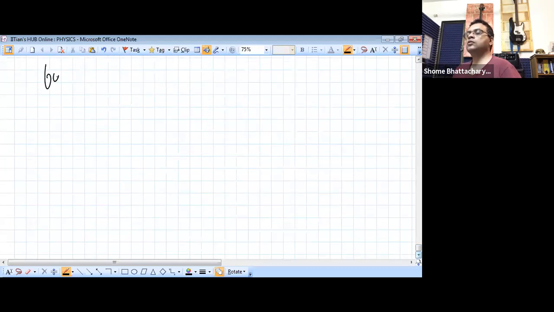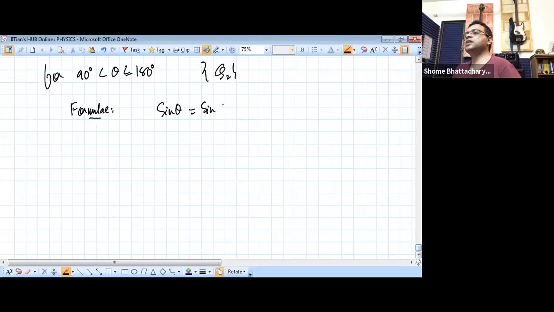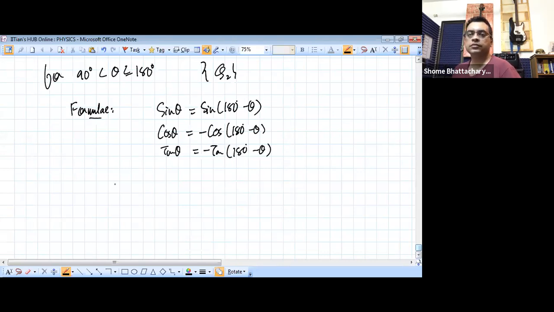So for theta between 90 and 180 degrees, the second quadrant, the formula becomes this: sine theta is sine of 180 minus theta, but cos theta is minus cos of 180 degrees minus theta, and tan theta is minus tan of 180 minus theta.